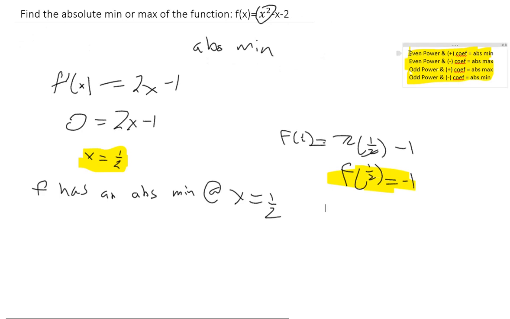Next, find the absolute min or max of the function -3x squared minus 9x plus 4. So we have an even power and we have a negative coefficient. Let's go over here: even power, negative coefficient. That's going to mean we have an absolute maximum. So just so we don't forget, we know we have a max. Now we're going to take the derivative. It's going to be -6x minus 9.